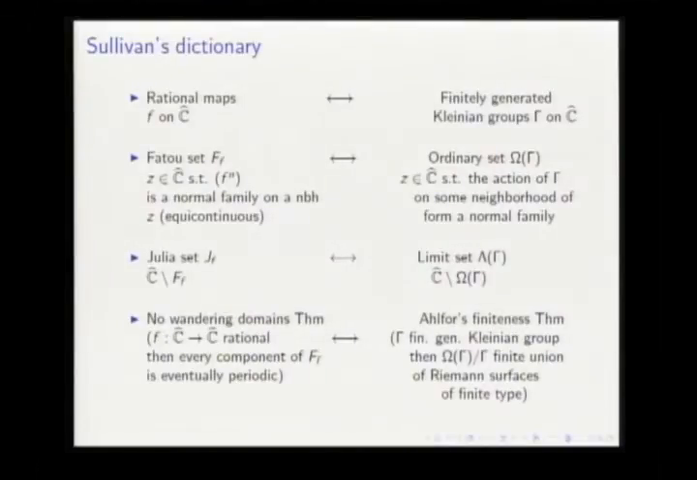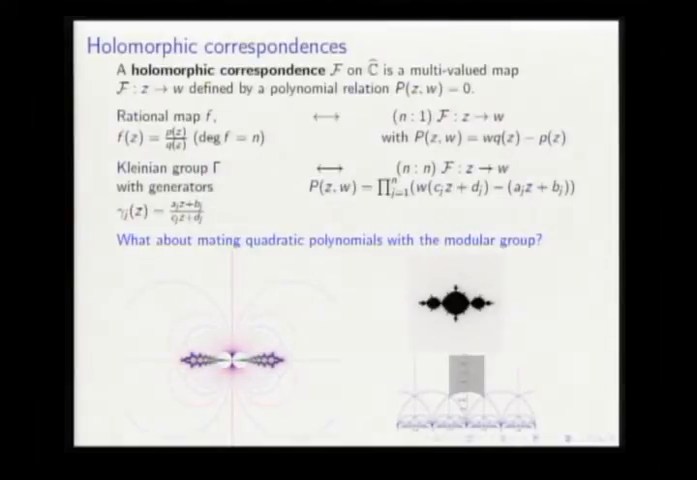and one could say that a climax of this was Sullivan's proof of the no wandering domains theorem by adapting the argument Ahlfors used for proving the finiteness theorem for Kleinian groups. So in these years, people were interested: wow, these two things that seem so different actually are not so different. And Sean and Chris started looking at a particular family of correspondences.